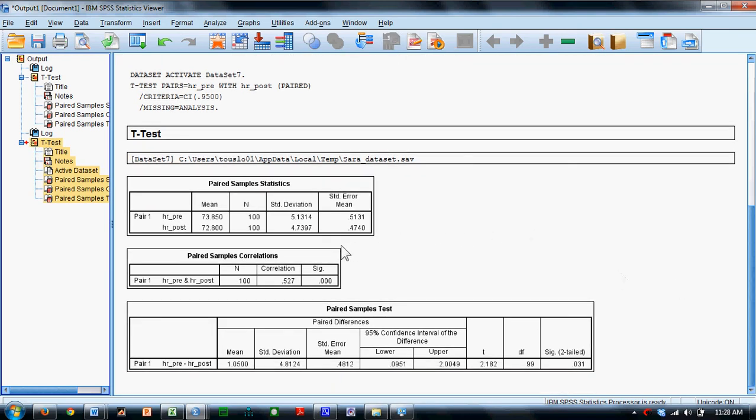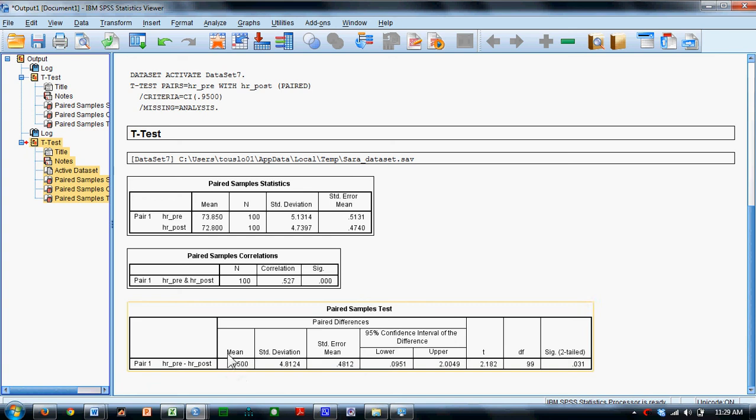Shows us that at pretest, the heart rate level was 73.85. At post-test, it was 72.8. 100 people included in each of these. A fairly good correlation, but much smaller than you saw previously.